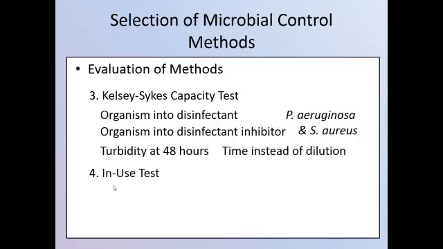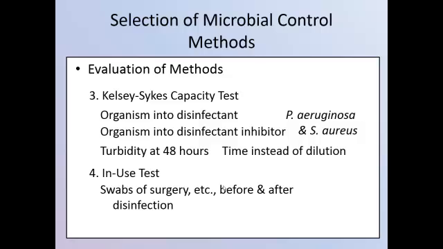So the in-use test is an attempt to take a look at how well chemical control methods work in real life. So, for example, we would have a mock-up of a surgery, or sometimes they'll go into a real surgery, dental operatory, etc., and they would take swabs before and after disinfection. Then you take the swabs and you put them in media, and once again you look for growth or lack of growth. With this, you're looking in little crannies. You've got people actually going in and using the product how they normally would, and you get to see, like I said, how it behaves in real life.